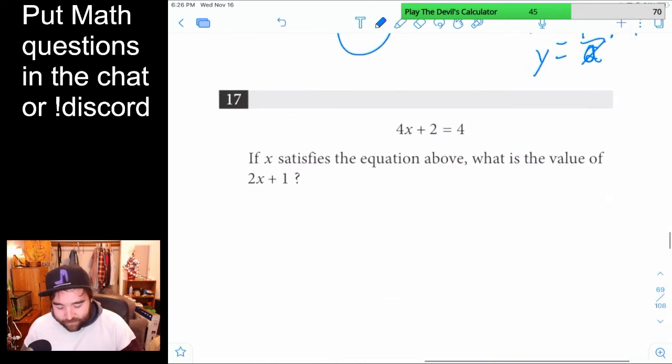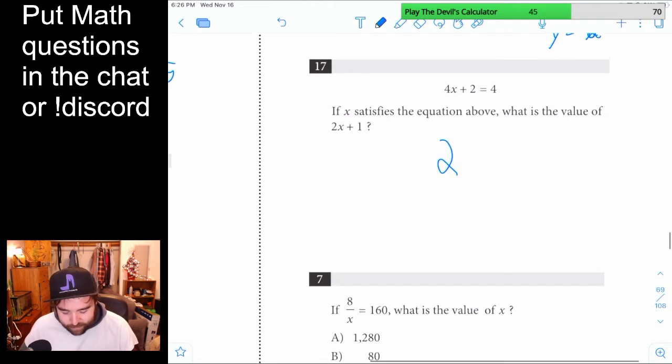Now that's a repeat, right? There's a lot of repeats on here. We just divided everything by 2 and got that 2x plus 1 equals 2.